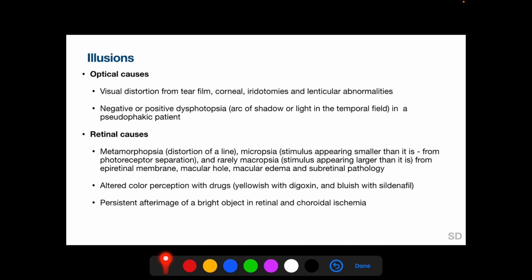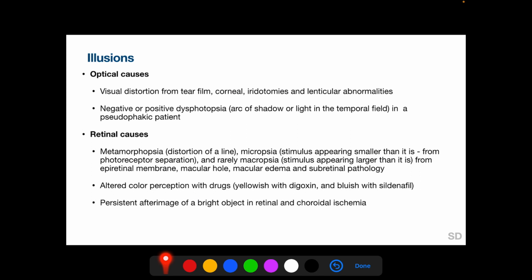Optical causes of illusions arise from abnormalities in the tear film, as in dry eye, corneal abnormalities as in keratoconus, iridotomies, and cataract. Pseudophakic patients may perceive a negative or a positive dysphotopsia, which is an arc of a shadow or light in the temporal field.